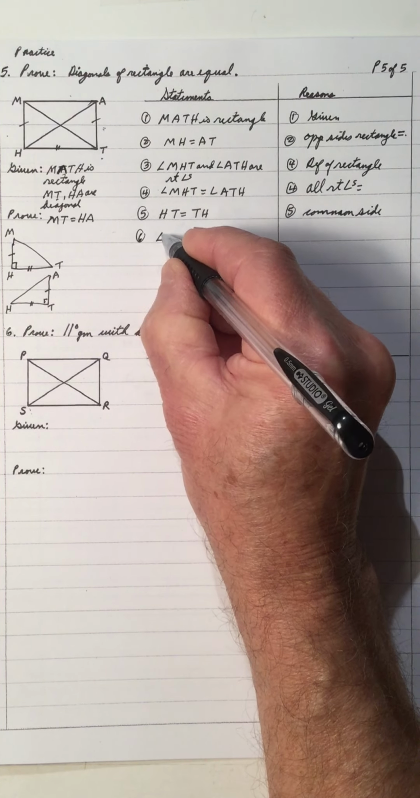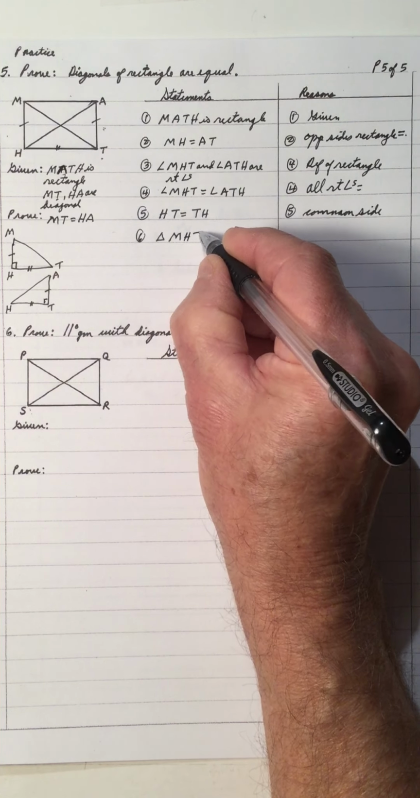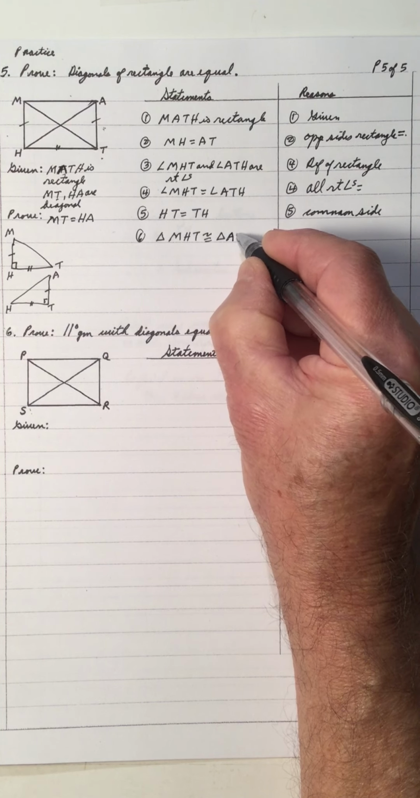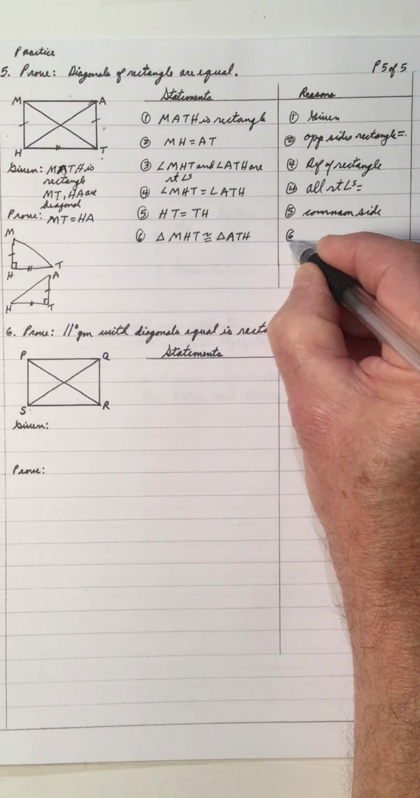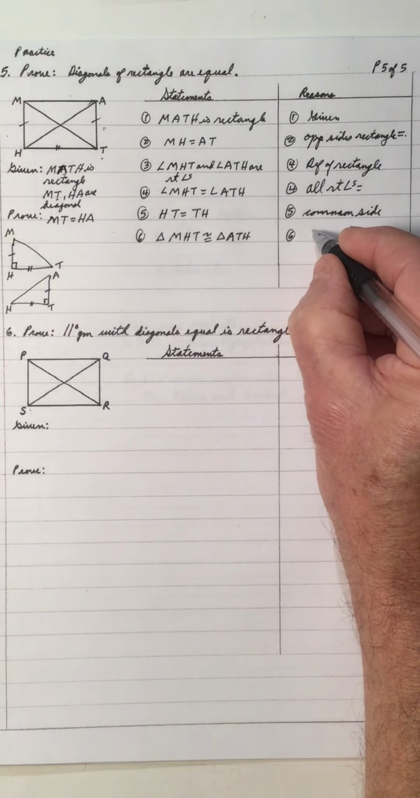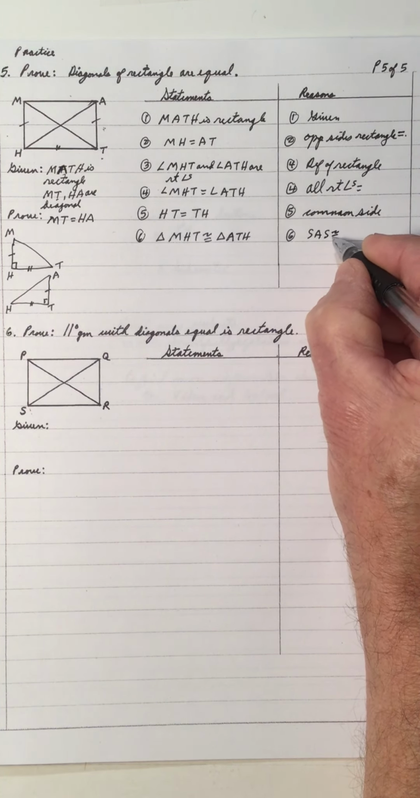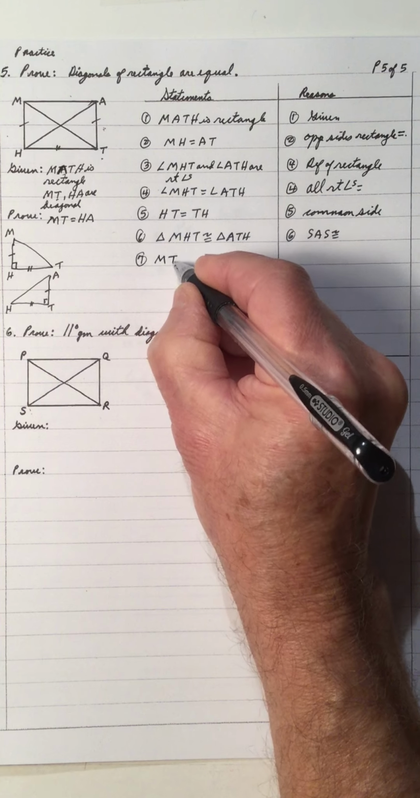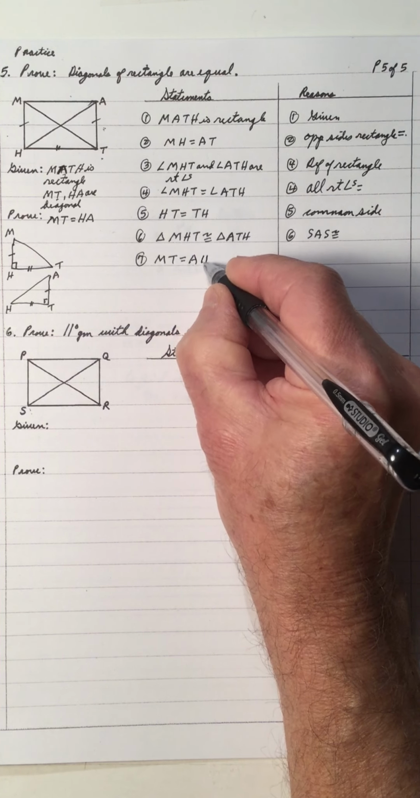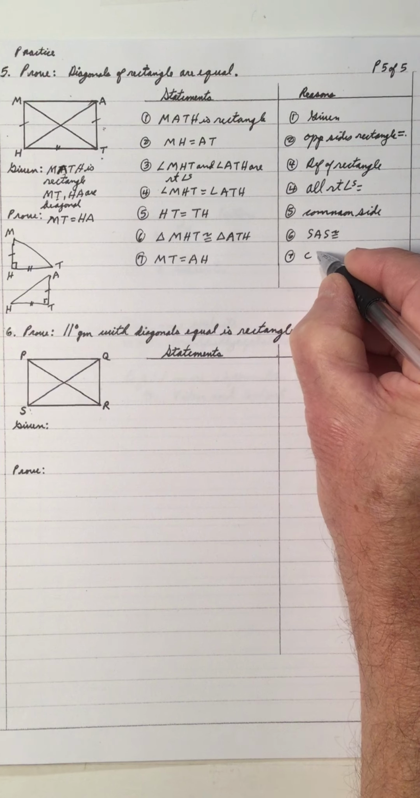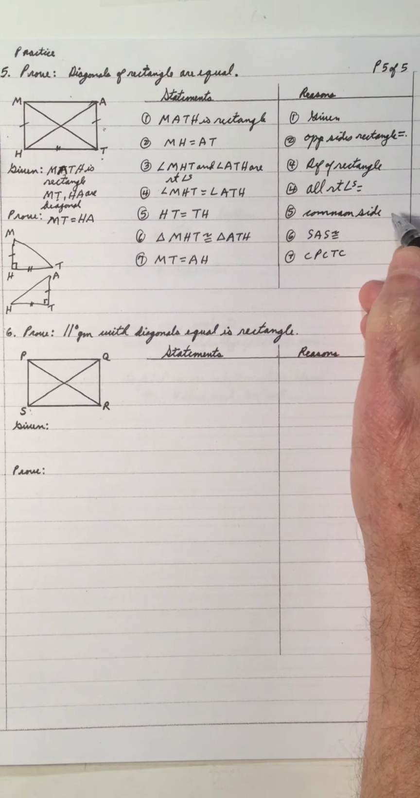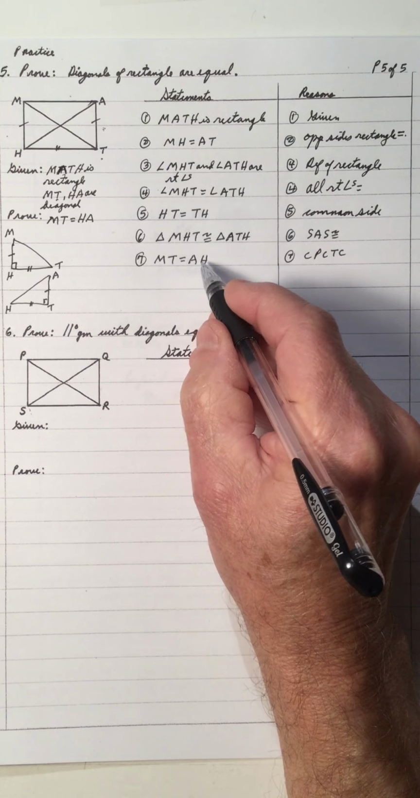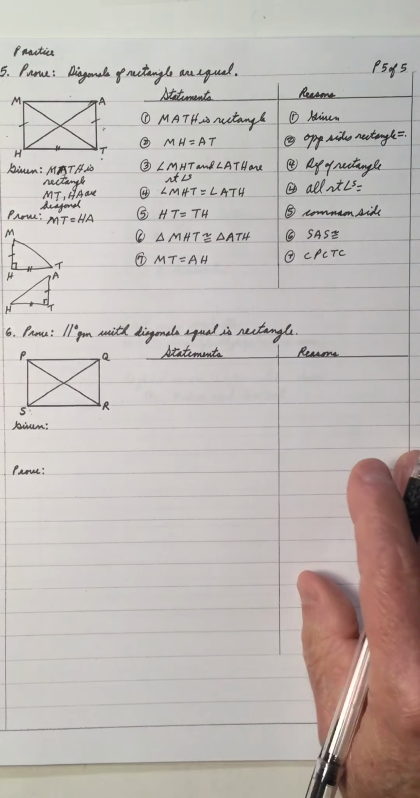So the triangle MHT is congruent to the triangle ATH, and it's a SAS congruency. So that makes MT equal to AH by CPCTC. Corresponding parts of congruent triangles are congruent, and these are the two diagonals. So the diagonals of a rectangle are equal.